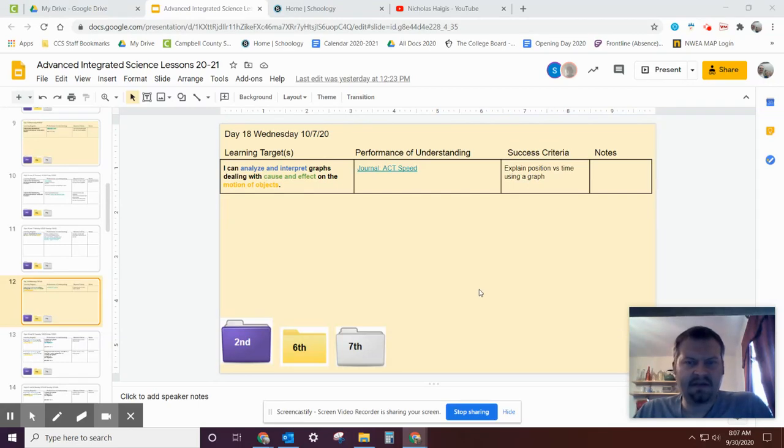We're looking at day 18, Wednesday, October 7th, 2020. And not a lot on the agenda for today. The learning target is I can analyze and interpret graphs dealing with cause and effect on the motion of objects. The success criteria is just to explain position versus time using a graph. And you're going to do that using this ACT Speed journal.